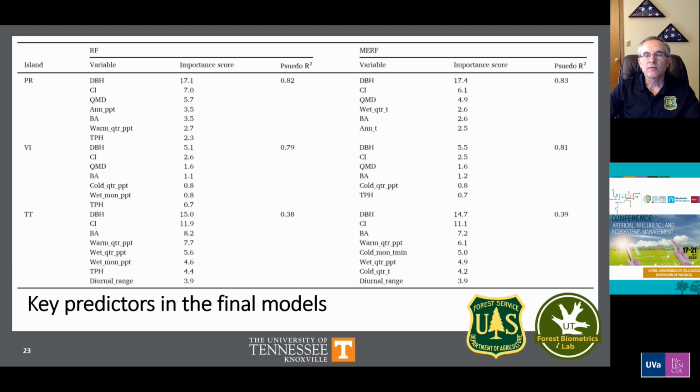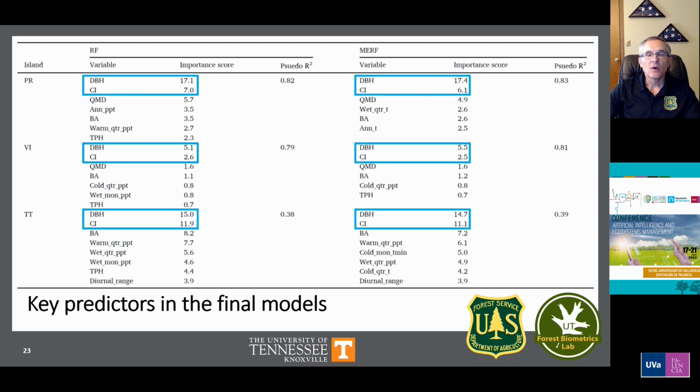So here are the first of the variables selected, the key predictors in the final model. We see that DBH and competition index, CI, had the highest importance scores. In addition to the tree variables, we found that precipitation made an important contribution to all the models.